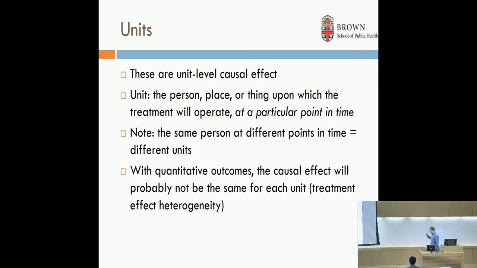And it's important to understand that the same person at a different point in time is a different unit, because the effect is on the same unit. If we look at a different point in time, you have passed through other things that have changed you in some way. So a person at a different point in time is a different unit. With quantitative outcomes, the causal effect for the same treatment for the same unit might not be the same, while if you have a binary outcome or a discrete outcome, you might have exactly the same one.